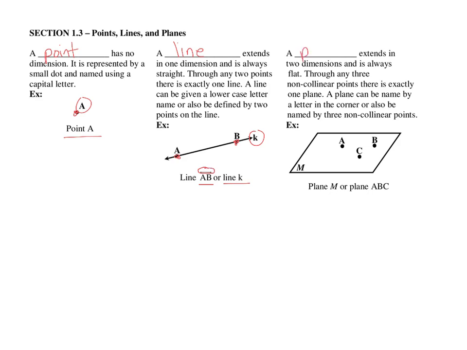Alright, a plane extends in 2 dimensions and is always flat. Through any 3 non-collinear points, there is exactly one plane. So here we have 3 points, and we're going to get to non-collinear in a moment, but non-collinear just means they don't lie on the same line. A plane can be named by a letter in the corner. So here we have a letter in the corner that names the plane. Or you can also name the plane using 3 non-collinear points. So we have plane ABC.